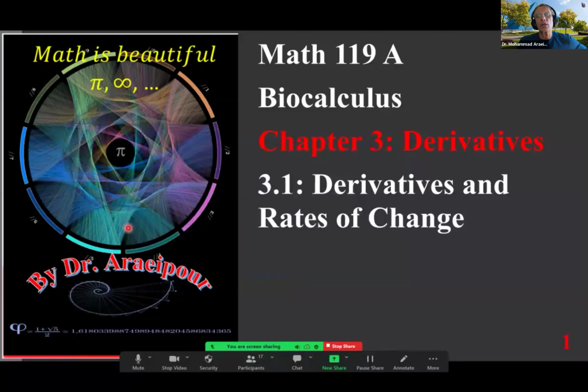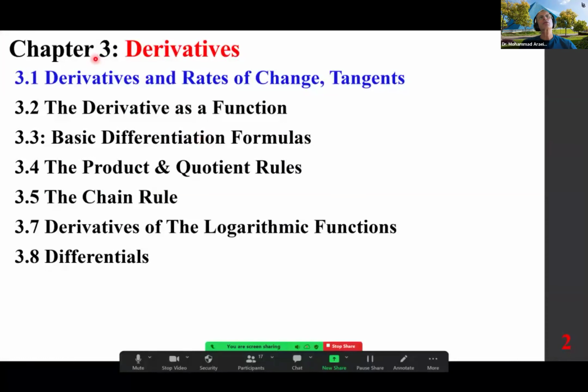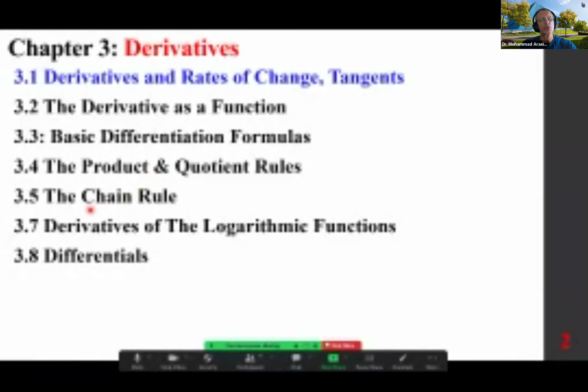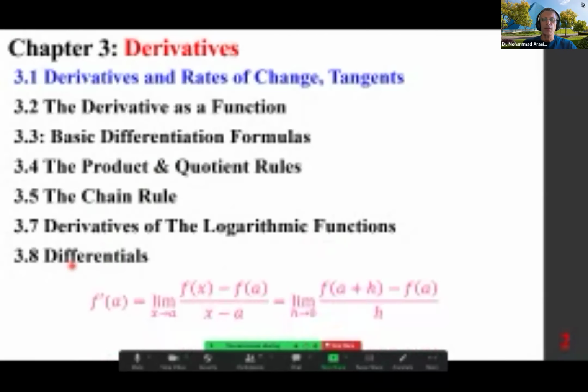Good afternoon, class. We are looking at section 3.1, derivatives and rates of change. Here's chapter 3, derivatives. Section 1, derivatives and rates of change, tangents. We will continue to the derivative as a function, basic differentiation formulas, the product and quotient rules, the chain rule, derivatives of the logarithmic functions, differentials.